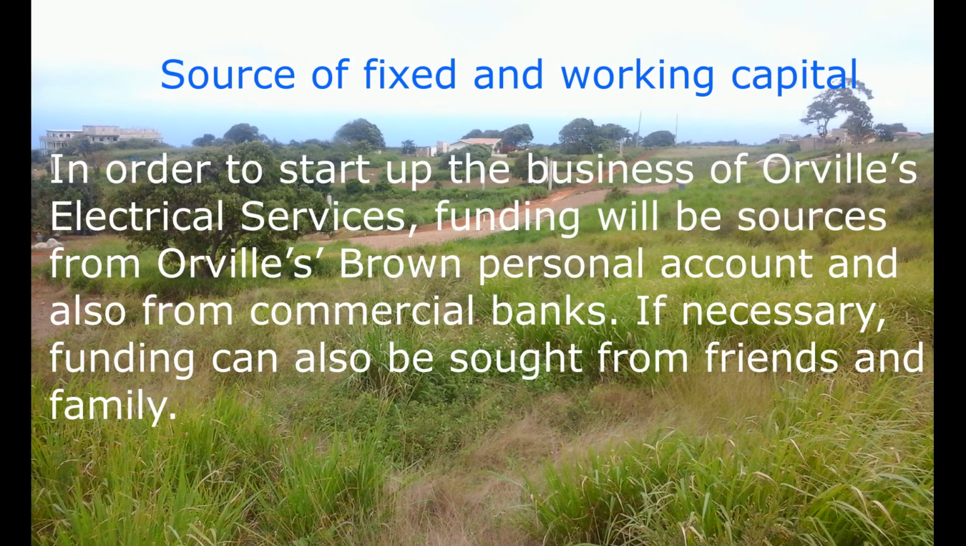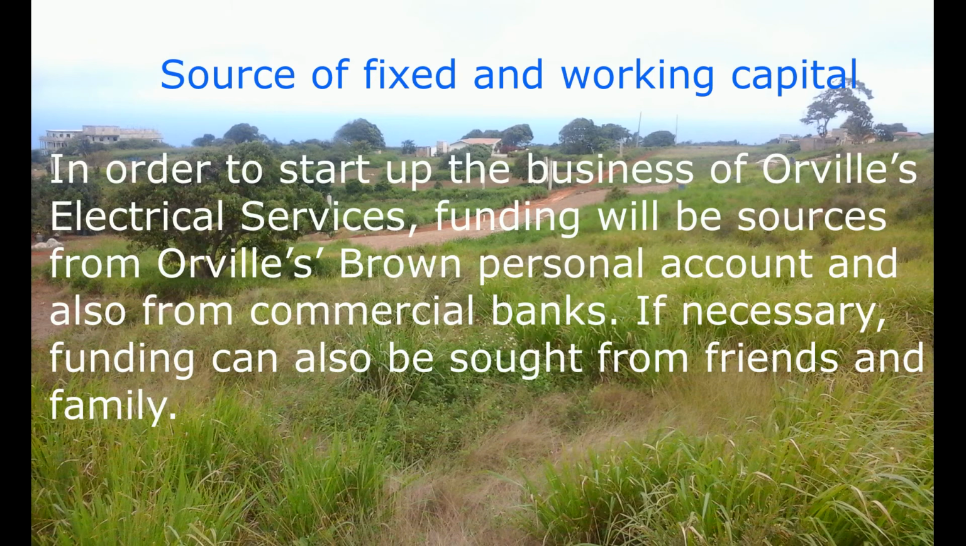Now the next part of the business plan is the source of fixed and working capital. Source of fixed and working capital means where are you going to get money to start up this business? So you need money to start up the business. Where are you going to get it? You can basically get the money from your personal account, money that you have. You can get the money from the bank, meaning that you borrow it from the bank, or you can borrow money from friends or family members.